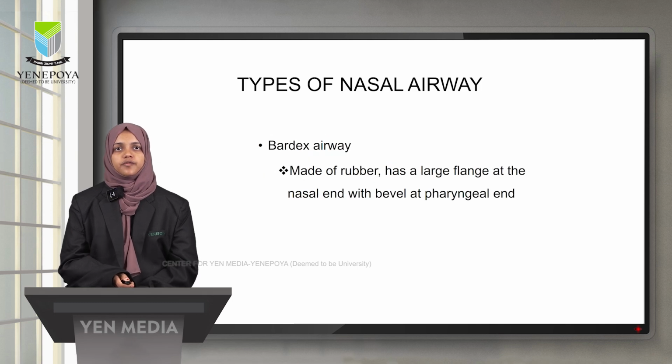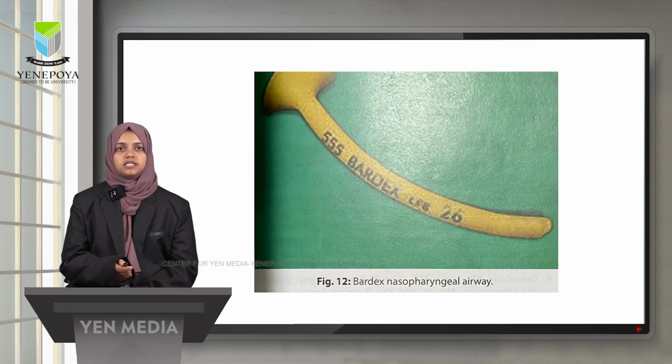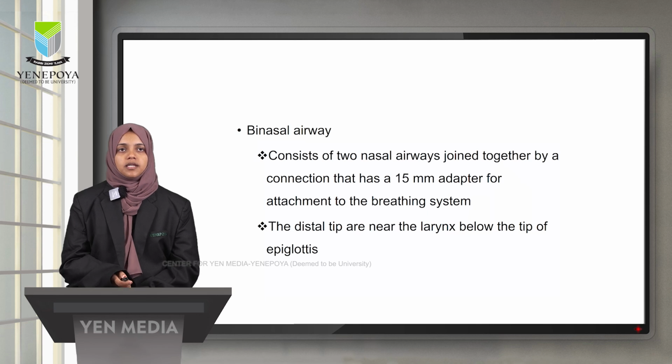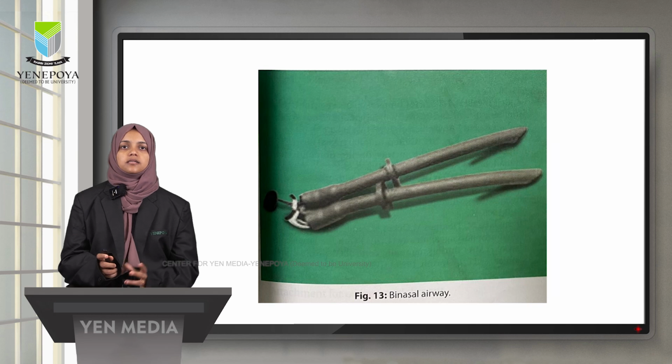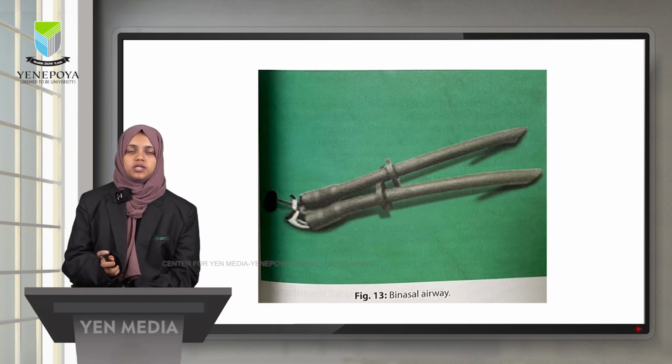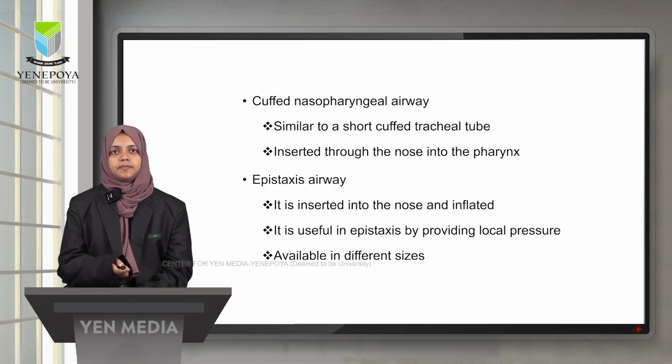Now coming to the types of nasal airways, there is Bardak's airway, which is made of red rubber. This is Bardak's airway. Next is the binasal airway. It looks like two nasal airways joined together through a connection. It can be inserted into both the nostrils at a time. And there is another type of airway called the cuffed nasopharyngeal airway, which looks the same as a cuffed orotracheal tube.